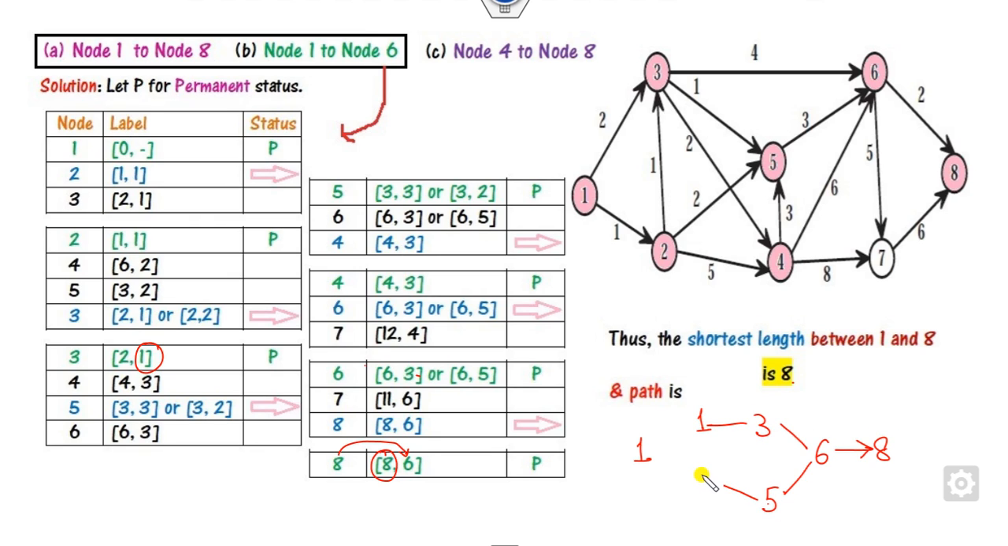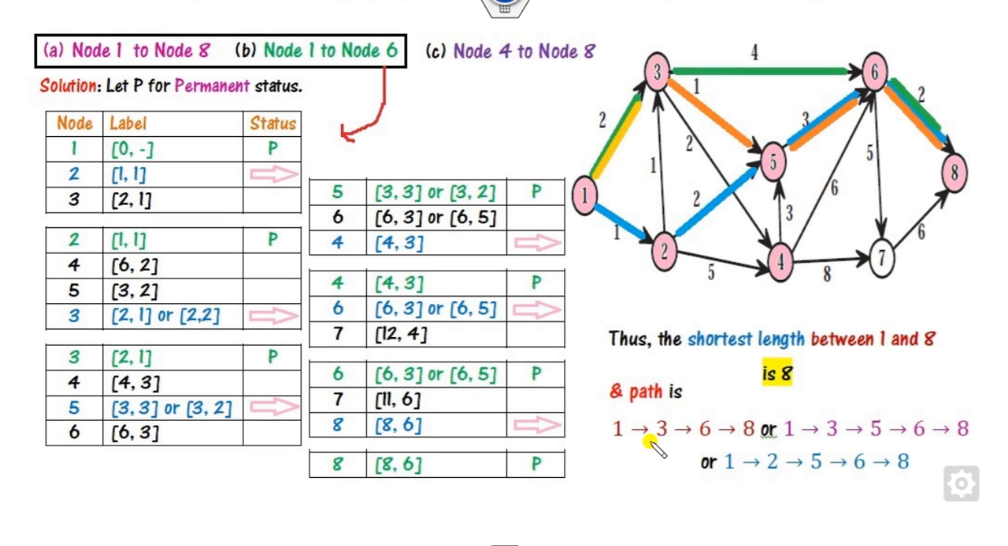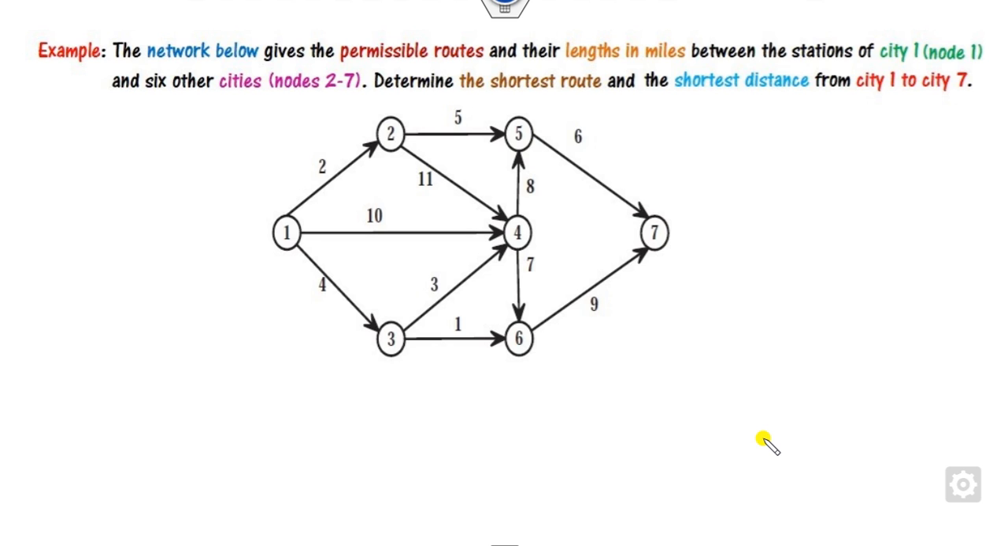5 is permanent due to 3, 5 is permanent due to 2, 3 is permanent due to 1, 2 is permanent due to 1. So there are three ways: 1 3 6 8, 1 3 5 8, and 1 2 5 8. So you can see all the distances remain the same. You can see again the same example is there.